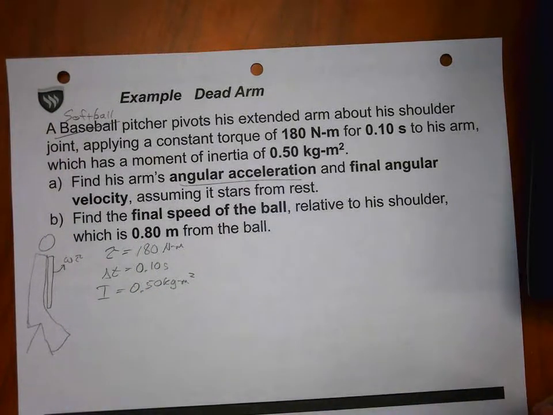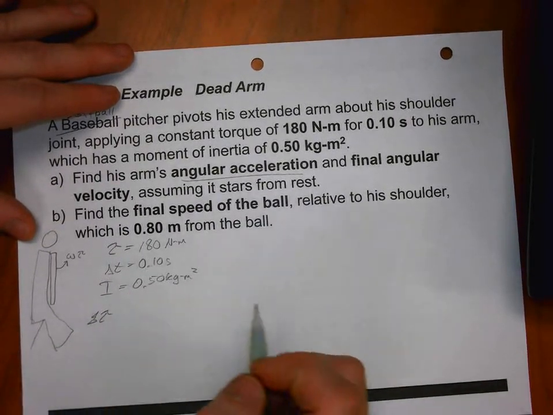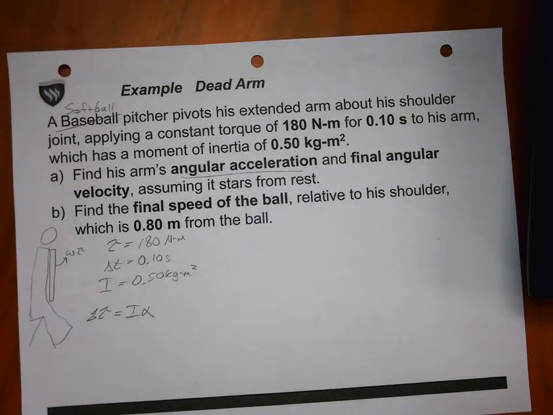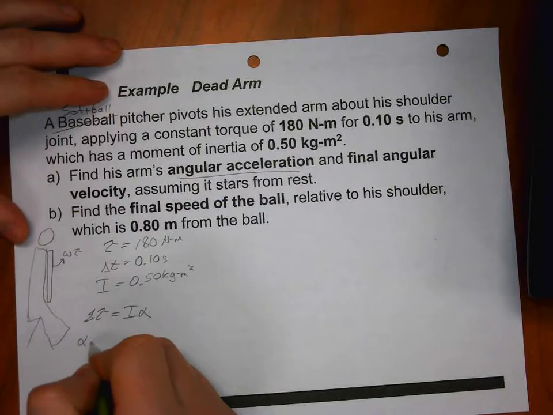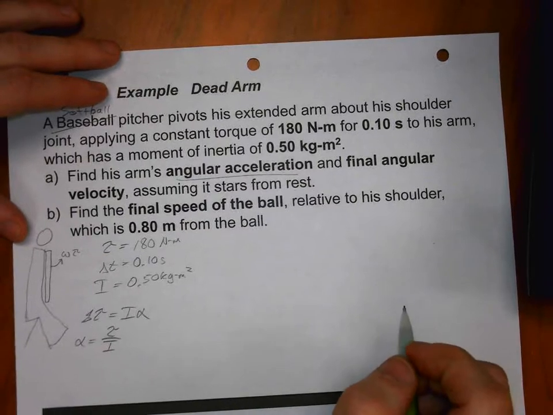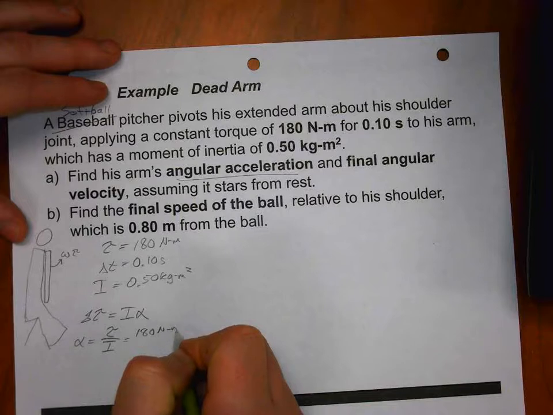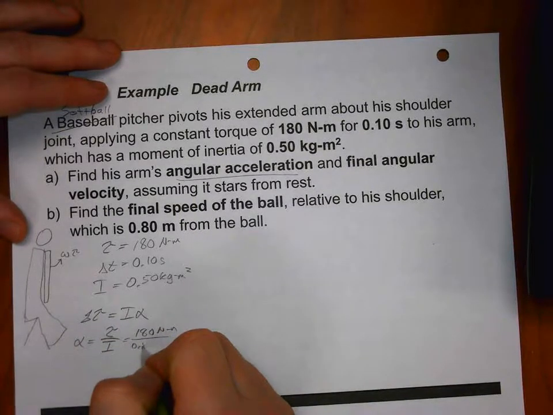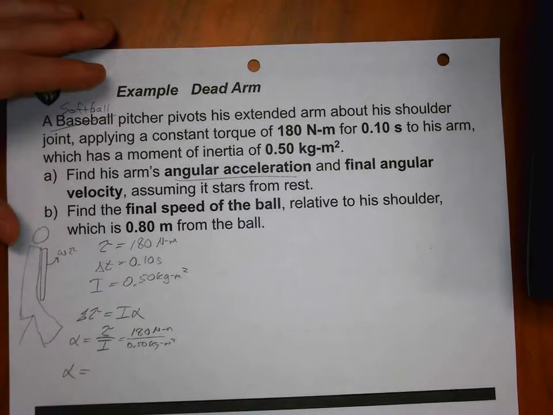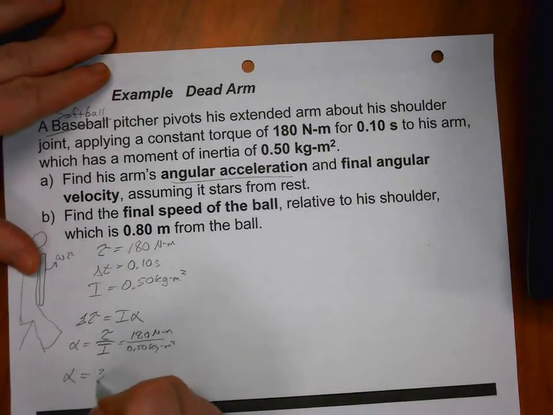Angular acceleration is easy because we're just going to use Newton's second law analog for rotational motion, which is torque equals I alpha. We're looking for alpha, so alpha is equal to torque over I. There's only one torque here, which is 180 newton meters over 0.50 kilogram meters squared. So alpha is equal to 360 radians per second squared.